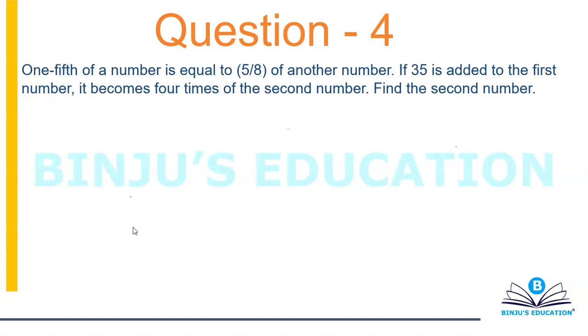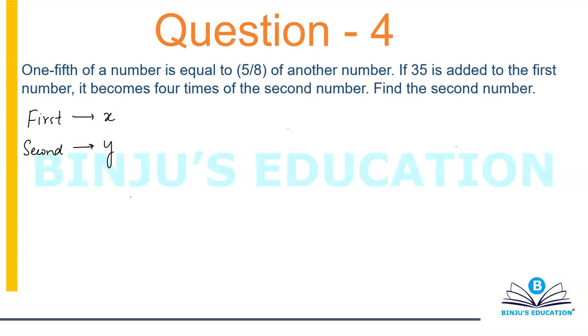Alright, let's try this one. 1/5 of a number is equal to 5/8 of another number. If 35 is added to the first number, it becomes 4 times the second number. Find the second number. Let's consider the first number to be x and the second number to be y.